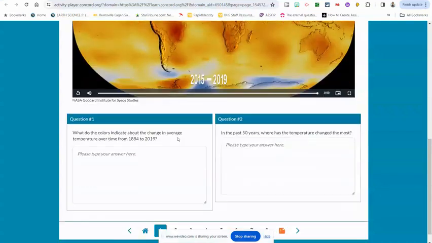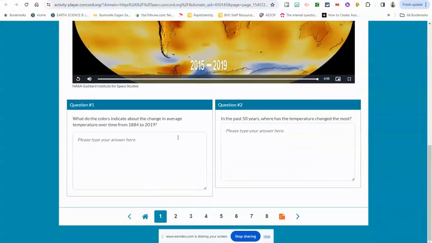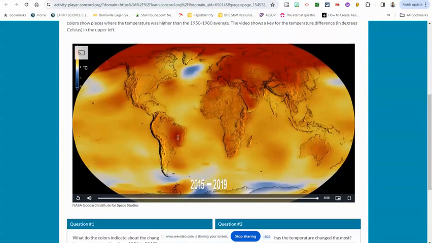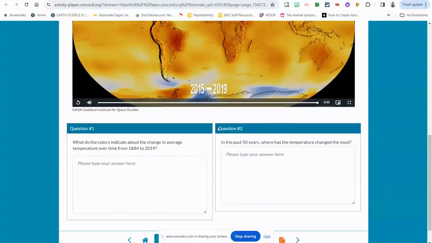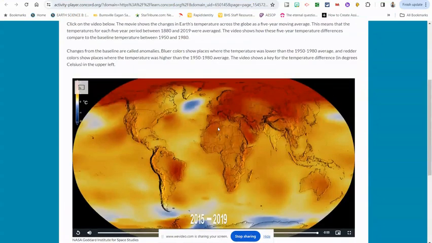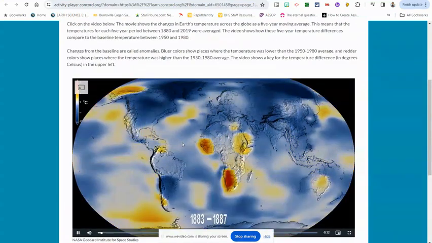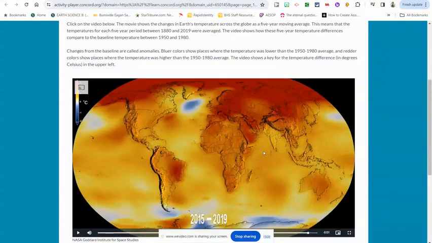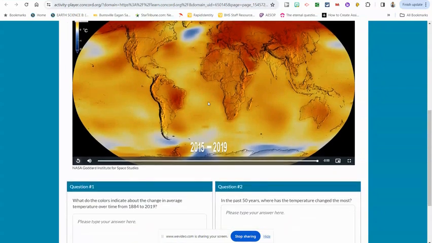So let's take a look at your questions. What do the colors indicate about the change in average temperature over time from 1884 to 2019? Okay, the change in average temperature, you can see, has increased over that time. And in the past 50 years, where has the temperature changed the most? Let me skip back to the end. The biggest change is occurring in the Arctic. The high latitudes are getting the most warming, in the Arctic areas.